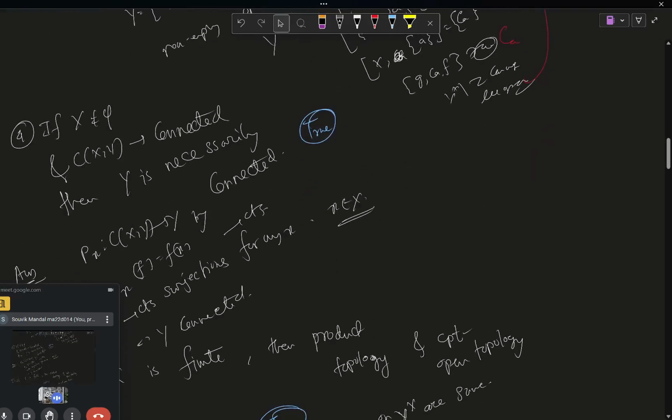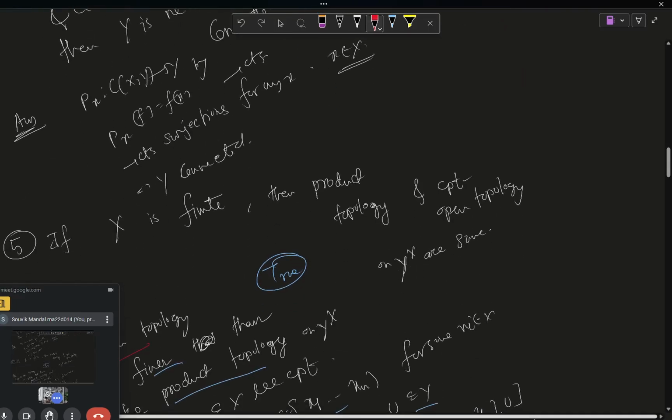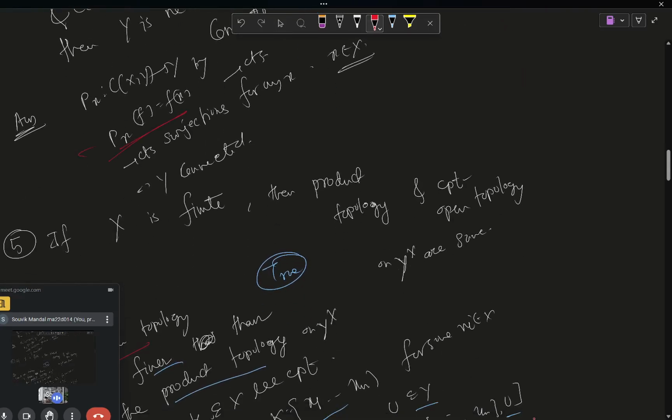And the next question is: given that y is non-empty and C(x, y) is connected, is y necessarily connected? For this, the main technique is to use the projection map from C(x, y) to y, namely for each x, p_x is a continuous surjective map. So y is connected, because the continuous image of a connected space under a surjective map is the whole of y. Okay.